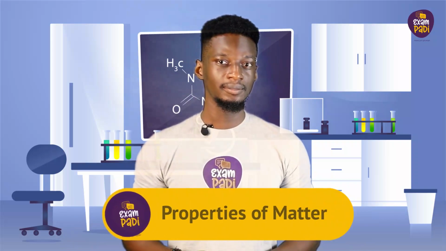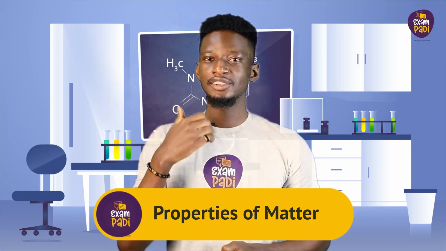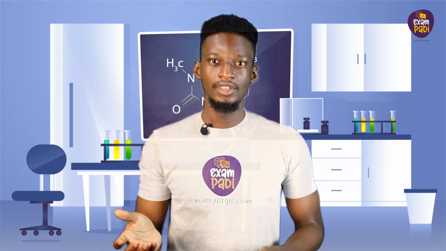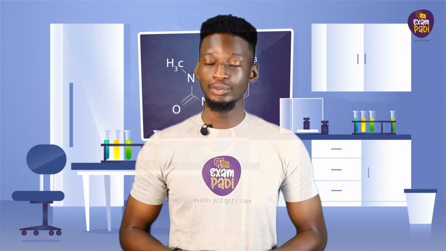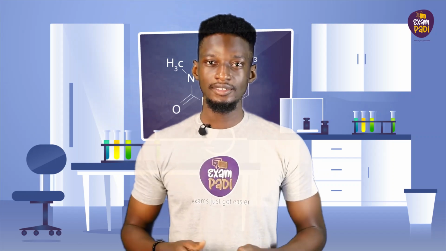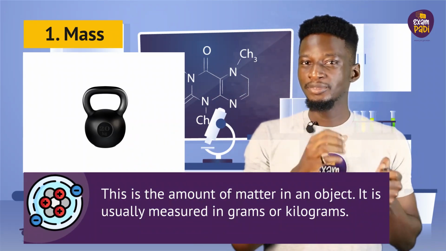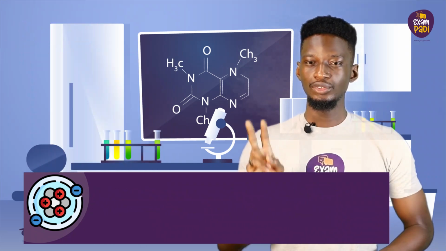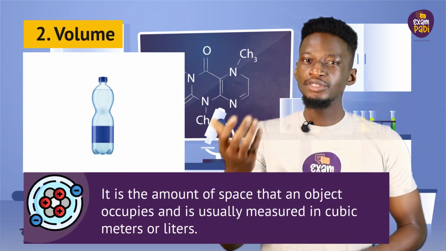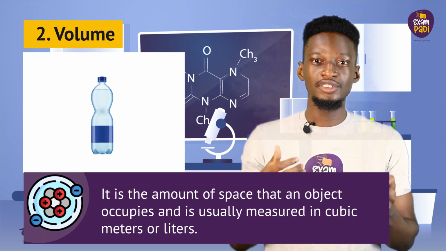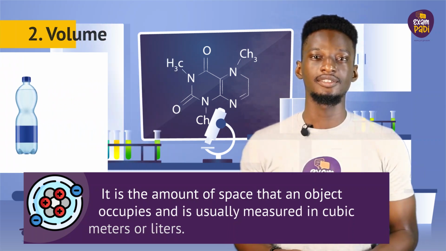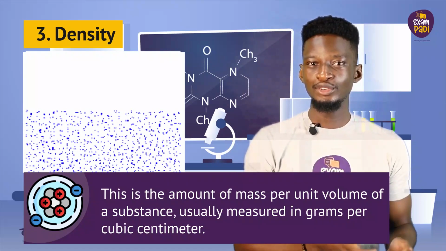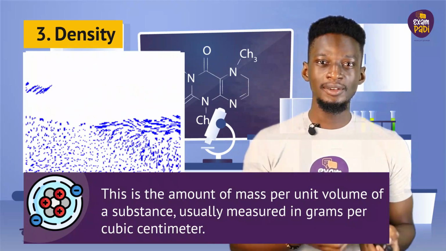The properties of matter. The properties of matter are the characteristics or attributes that distinguish one type of matter from another. There are several properties of matter, including 1. Mass. This is the amount of matter in an object. It is usually measured in grams or kilograms. 2. Volume. It is the amount of space that an object occupies and is usually measured in cubic meters or liters.